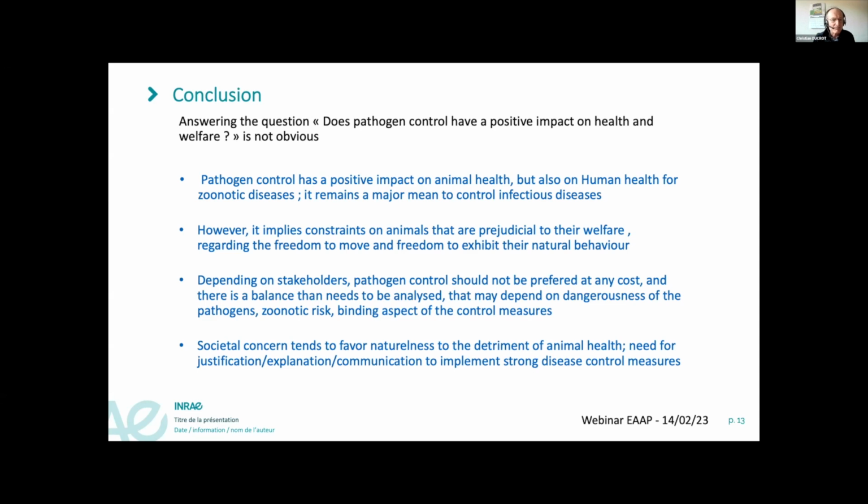And so finally, societal concern tends to favor naturalness to the detriment of animalness. So for me, it means that we need a lot of justification, explanation, communication if we want to implement strong disease control measures. And that's done with this short presentation, and thank you for your attention. I would be very happy to have your comments and your point of view on this point, because there is not a single answer to that question, in my opinion. Thank you.